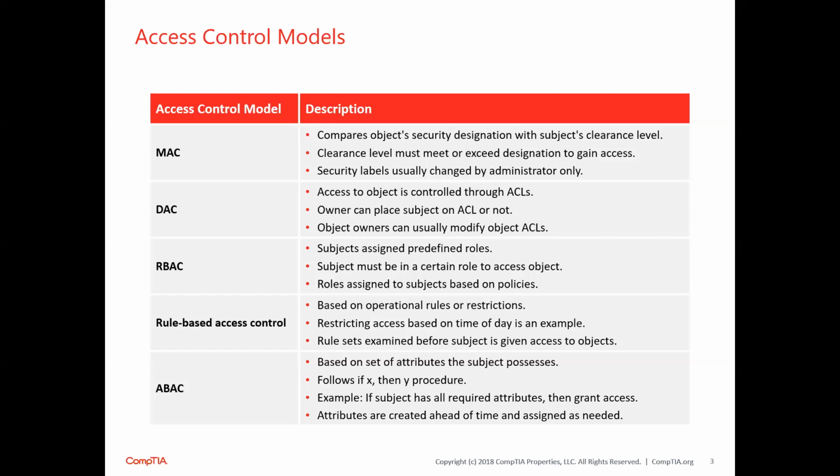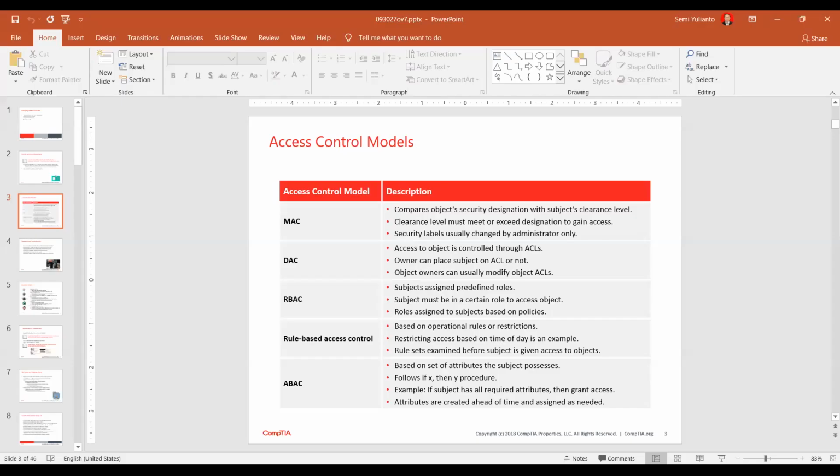And then we also have ABAC, attribute-based access control, based on a set of attributes the subject possesses. For example, it follows the if X, then Y procedure. Example: if the subject has all required attributes, then grant access. Attributes are created ahead of time and assigned as needed. Okay, let me give you an example of this one.